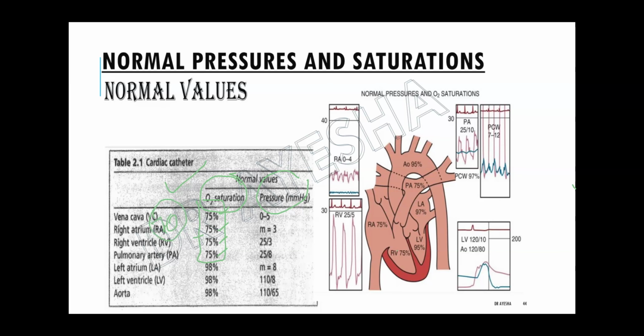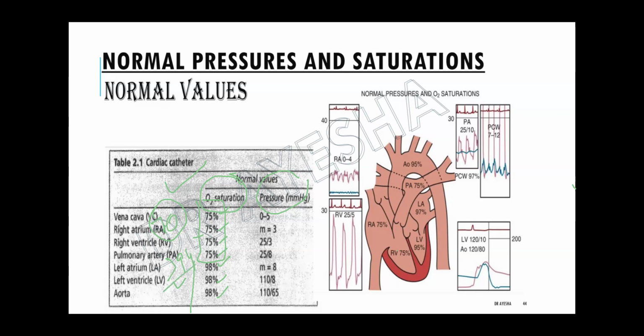When we talk about the left side, from the atrium, ventricle, aorta, we all know that a normal person's saturation is more than 94. So in this compartment, the saturation again is more than 94. Could be 95, 96, 97, 98, but just remember more than 94.